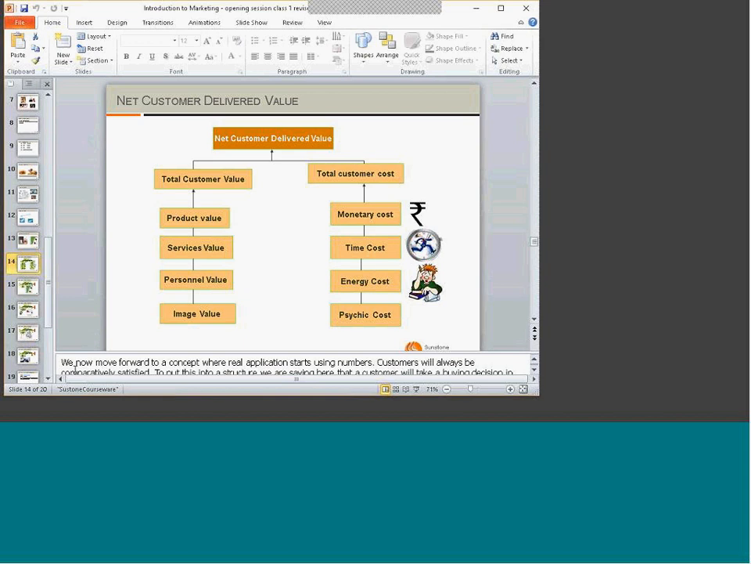So let me end this with Manjunath's example. Till now we got 1,000 extra for psychic cost, time cost, and other things. We were 2,500 behind from Bluestone. Product is the same. Services value, I give more to Tanishq, because I can actually go to the person, talk to the person, feel it, see it.